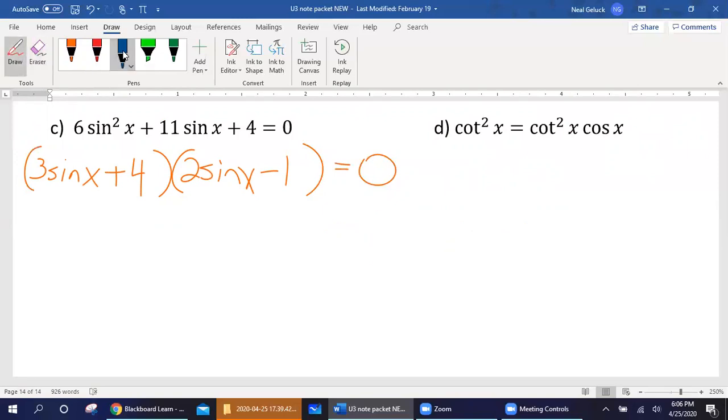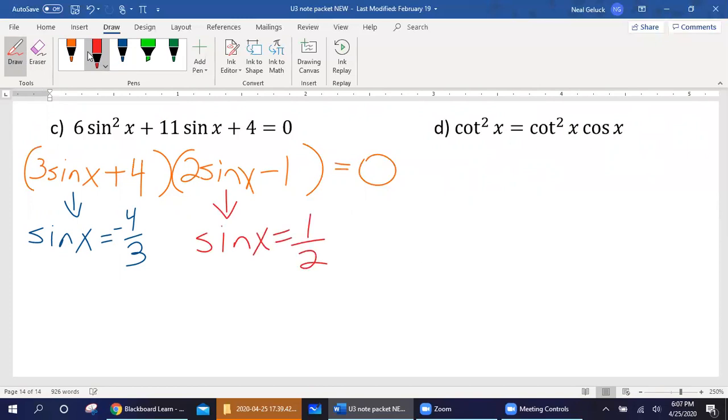So for the first factor, if sine is negative 4/3, we're good. For the second factor, if sine is 1/2, we're good. Looking at the blue one, sine is negative 4/3. No, it's not. The lowest sine can reach is -1. Negative 4/3 is too small. So that does not work. That doesn't produce any solutions.